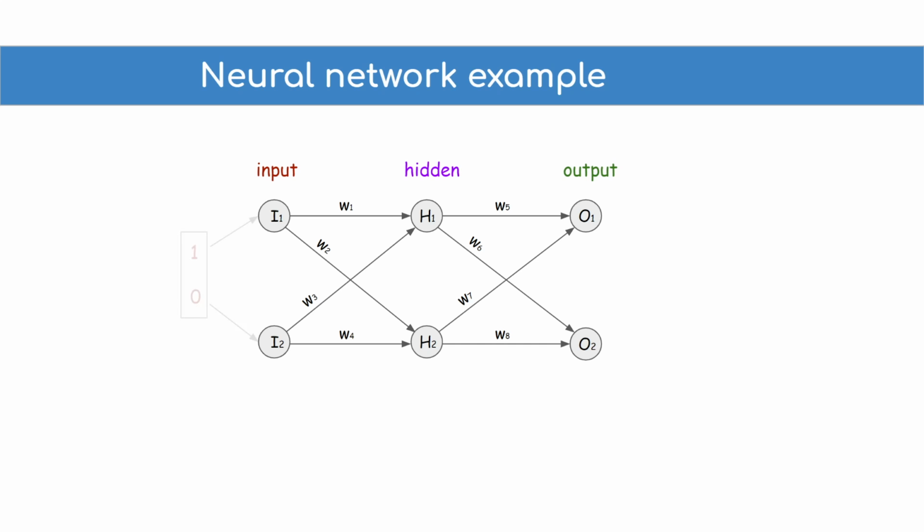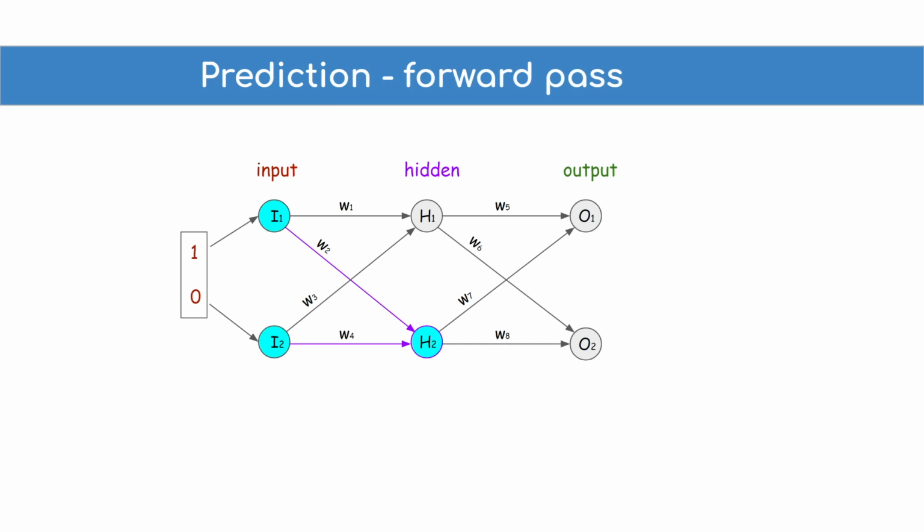Okay, so the prediction starts from applying some input vector with values to the input layer. Then we are feeding forward through all the neurons. For example, let's consider this H2 neuron from the hidden layer. Its value after applying the values to the input is A1 times W2 and A2 times W4, which is the net value of the neuron.